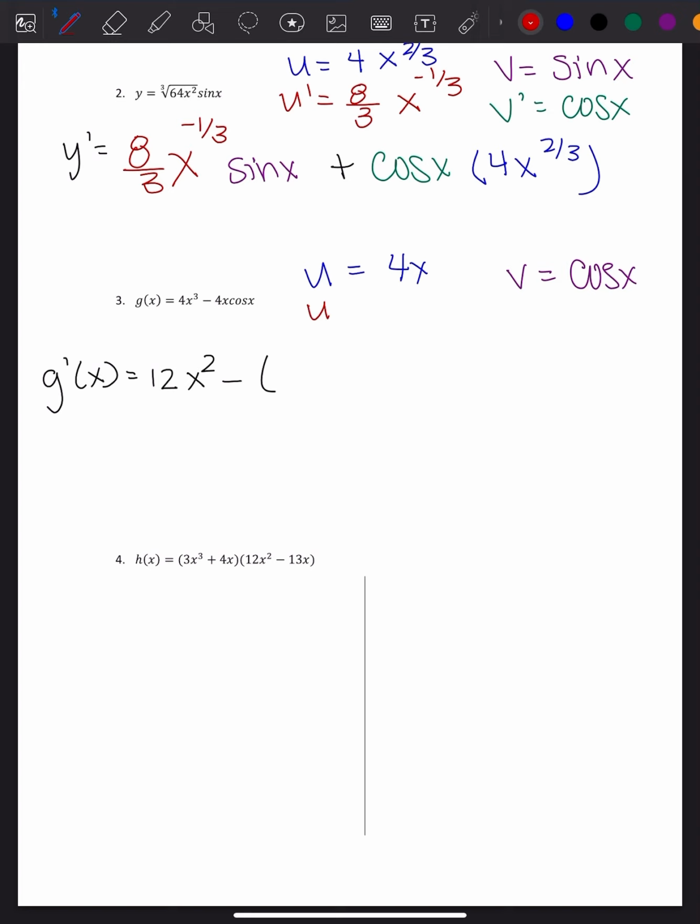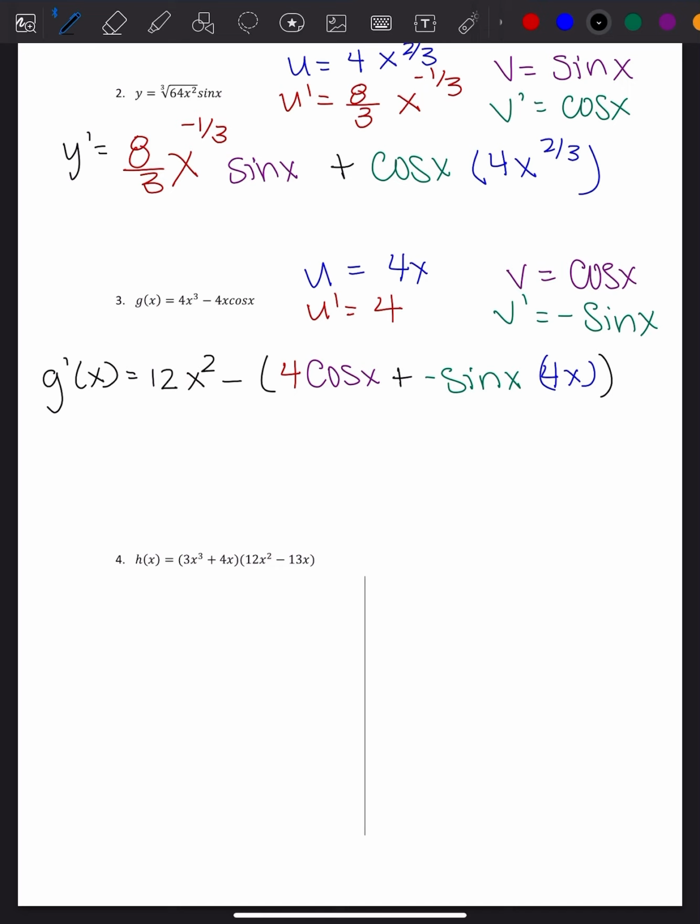So u prime, the derivative of 4x, is 4. The derivative of cosine is negative sine of x. So we're going to go ahead and put this together. So u prime times v, so 4 cosine of x, plus negative sine times 4x. And then I can leave it.